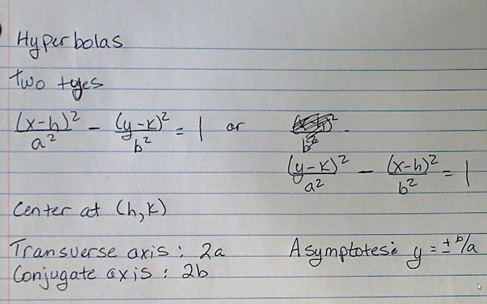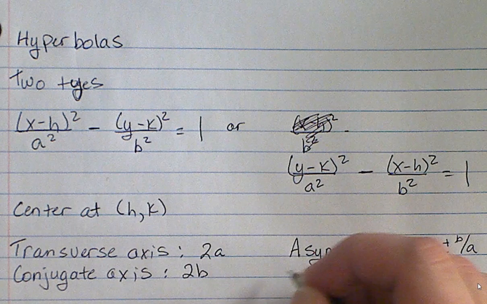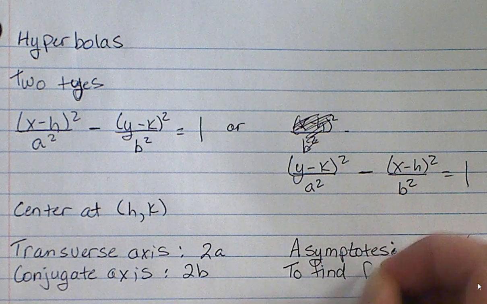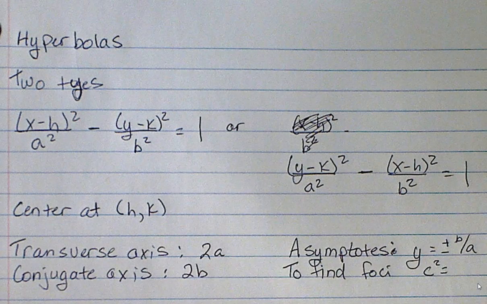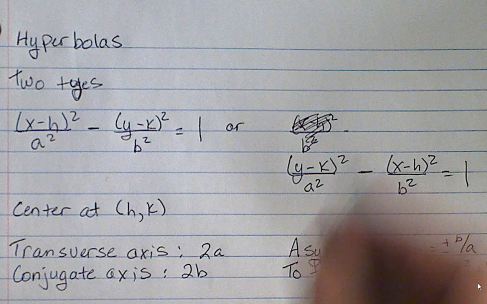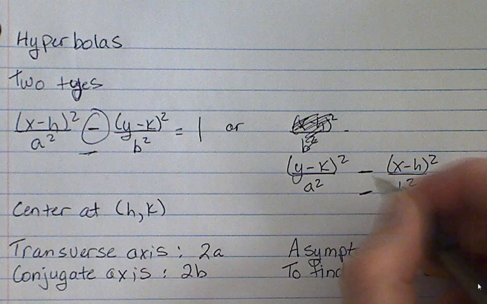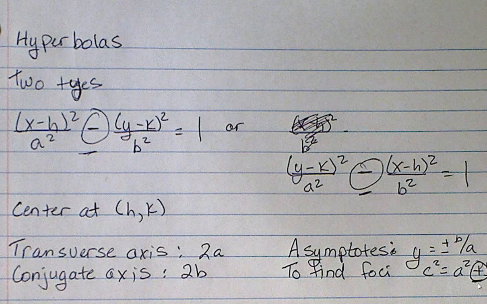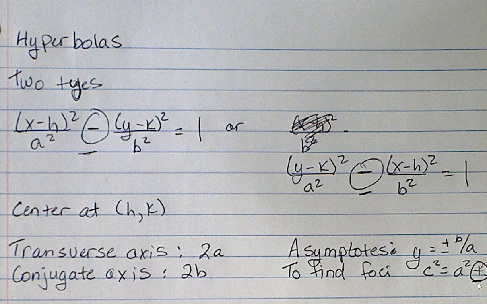What else do we need? Oh yeah, and then the foci. So to find foci, you're going to use c squared, and this is different, is equal to a squared plus b squared. So that's another difference from an ellipse. So far we have a few differences from ellipse. Here, here, and here. And also just like the terms that are being used, calling it transverse axis instead of major axis, and calling it conjugate axis instead of minor axis.